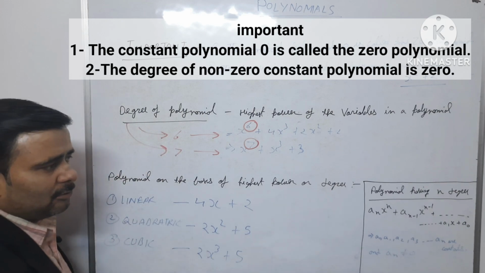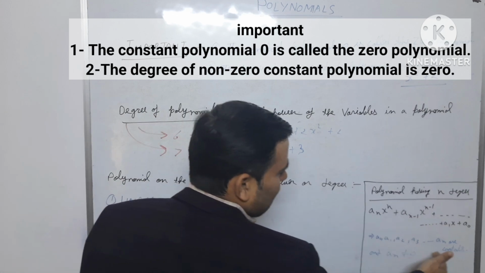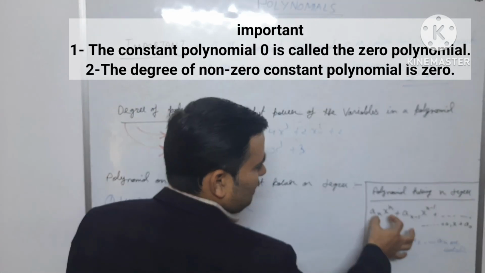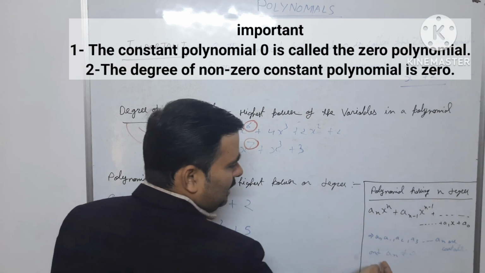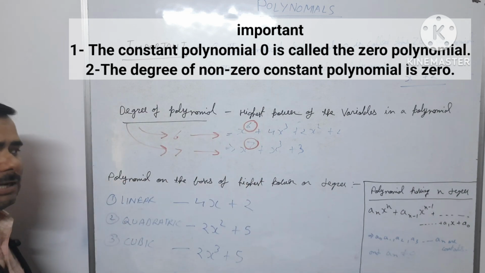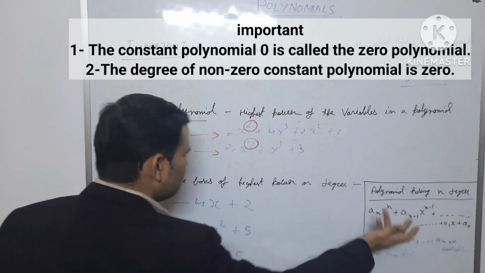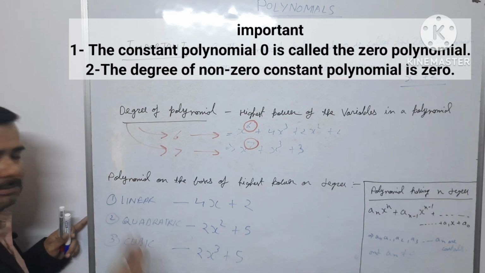So here the value of n is decreasing, and a_0, a_1, a_2, a_3 and a_n are constant terms. The terms that are associated with variables are known as coefficients, and a_n is not equal to 0. Here a_n is not equal to 0. So a polynomial having degree n can be represented this way, and these are the polynomials on the basis of highest power or degree.